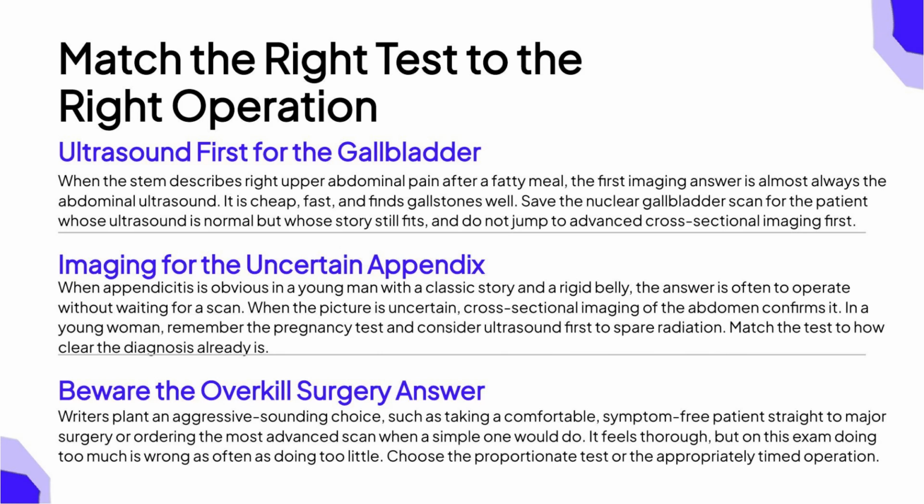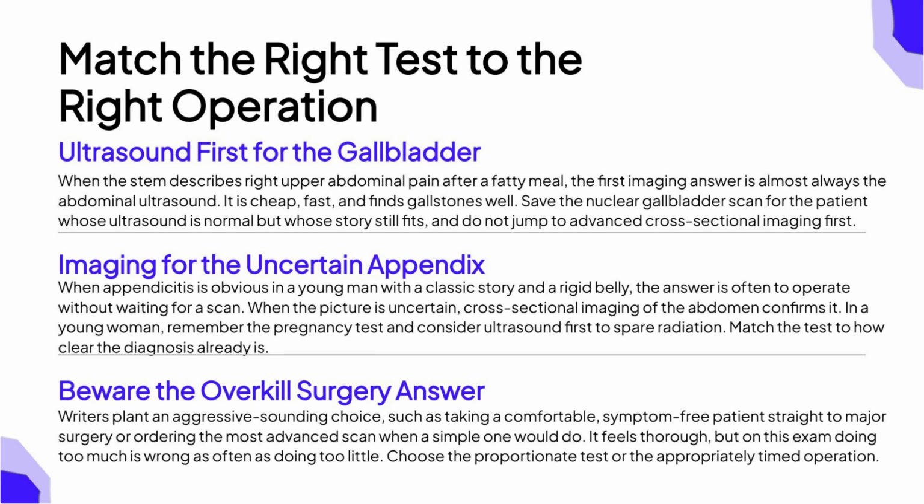Strategy 3 is matching the right test to the right operation, because these stems usually hinge on the correct next investigation. Start with the gallbladder. For right upper abdominal pain after a fatty meal, the first imaging answer is nearly always the abdominal ultrasound. It is cheap, quick, and very good at finding gallstones. If that ultrasound is normal but the story still fits, the nuclear gallbladder scan is the follow-up. Do not jump to advanced cross-sectional imaging.